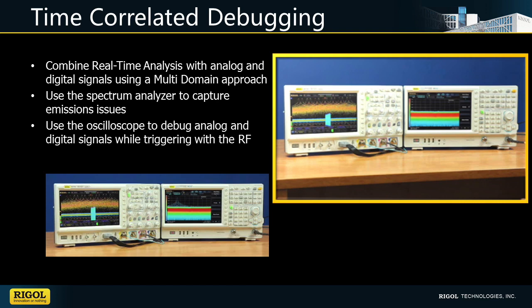So here again, we're going to use the spectrum analyzer to capture the RF. We're going to use the IF output from that spectrum analyzer to connect to the oscilloscope, and some triggering between the instruments to really allow the oscilloscope to capture and trigger on both RF, digital, and analog signals all at once. Let's take a look at a video.